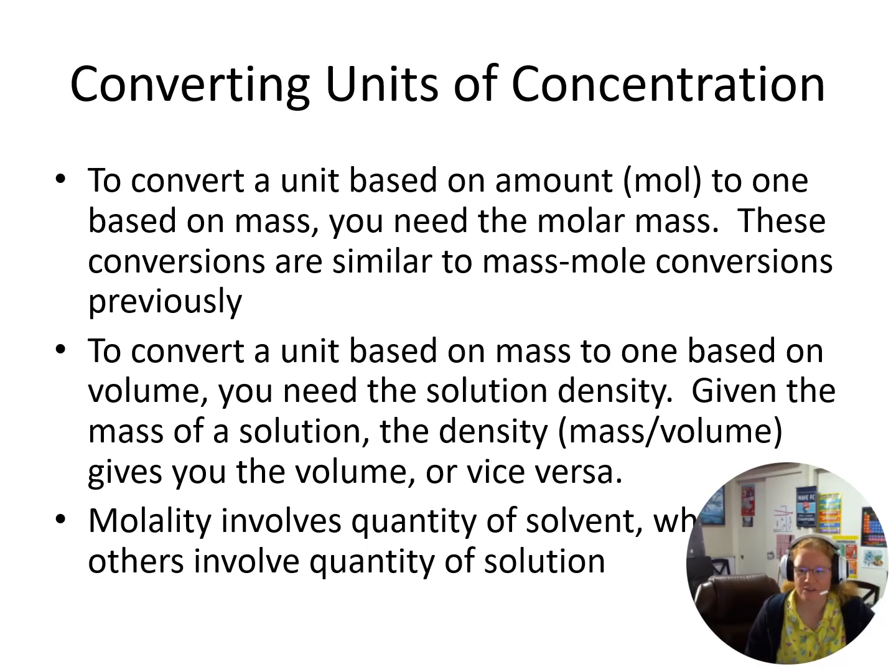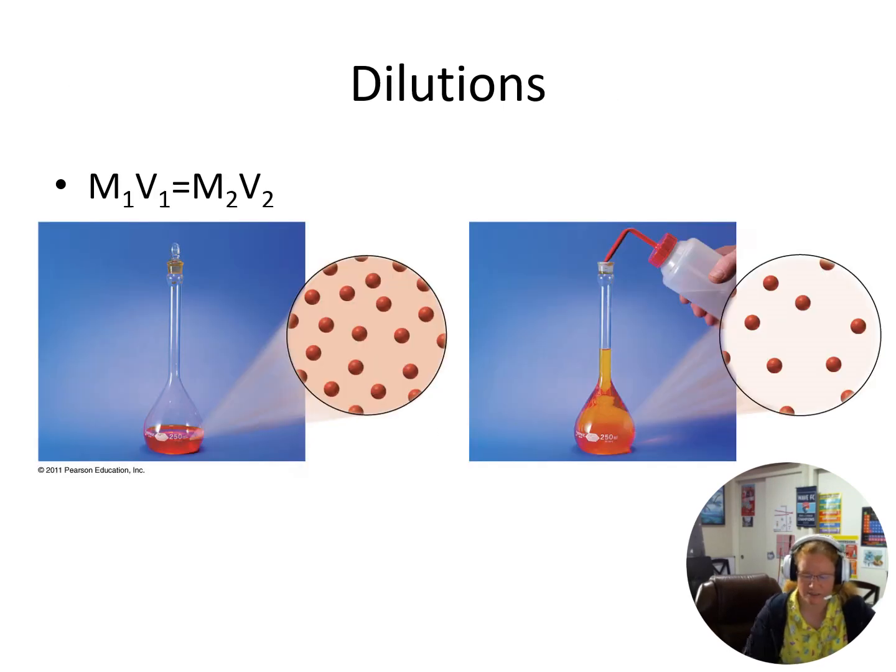When we have our solutions, sometimes we need to change their concentration. And so that's where dilutions come in. So dilutions, we have this M1V1 equals M2V2. What we're doing is taking the concentration and a volume of our more concentrated solution, and then we are making a less concentrated solution. Because all we're doing is changing the volume, we're adding more of our solvent.